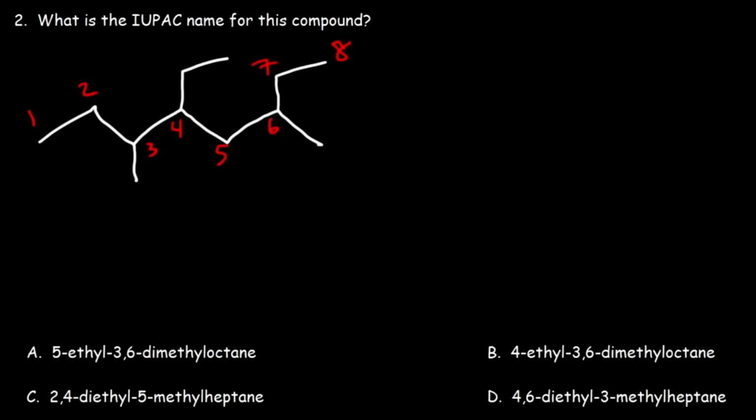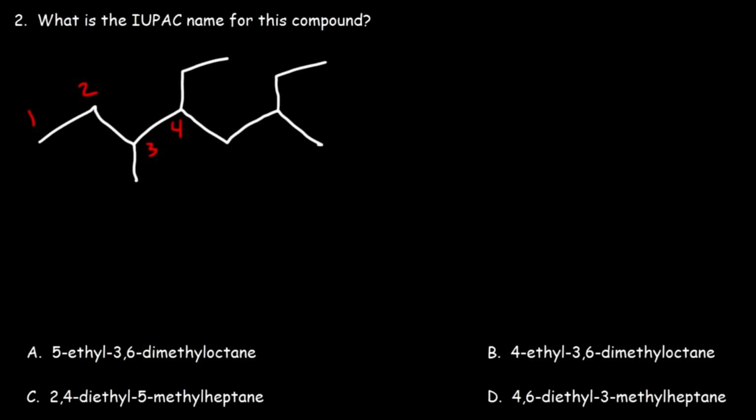8 carbons is associated with octane. So we could eliminate answer choice D and C because the parent name is heptane. Now here's a question for you. Should we count it from left to right or right to left? If we count it the way we have it, notice the substituents. We'll have a methyl on 3, a methyl on 6, and an ethyl on 4, which correlates to answer choice B. B has an ethyl on 4 and 2 methyls on 3 and 6.